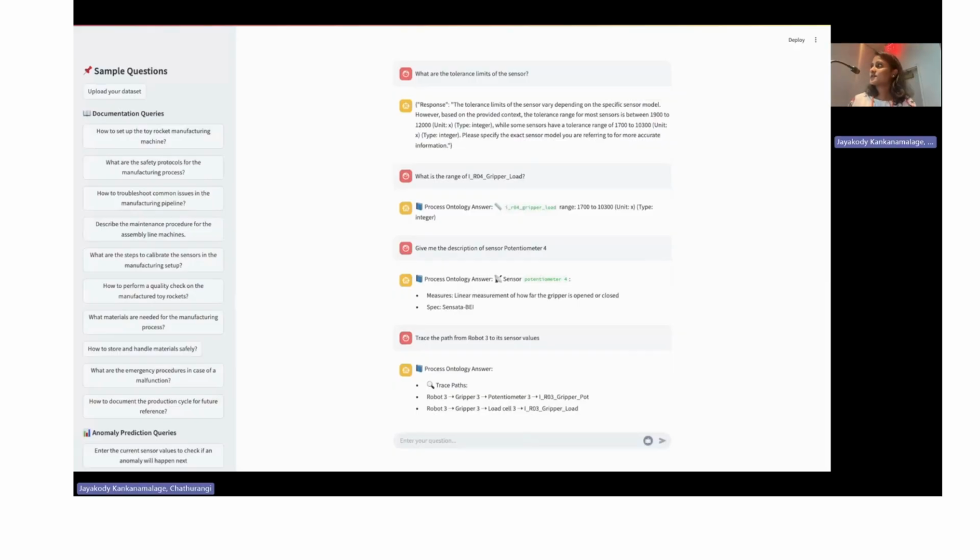Yeah, so this one robot has different sensors, and this robot 3 has an IRO3 gripper, and that IRO3 gripper potentiometer is a type of potentiometer sensor, and the potentiometer sensor is attached to the gripper of the particular robot. So it can trace the path from the robot to the actual grounded sensor values. You can show some normal one, where there is no anomaly.